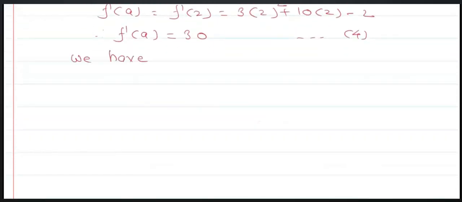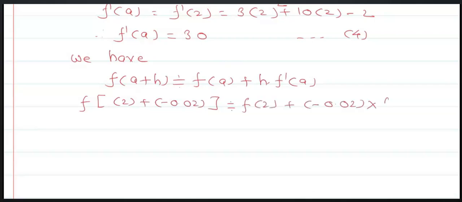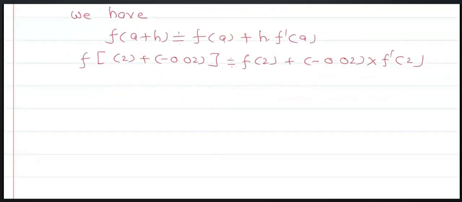Now we substitute this value in the formula: f of a plus h is approximately equal to f of a plus h into f dash of a. Therefore f of 2 plus in bracket minus 0.02 is approximately equal to f of 2 plus 0.02 into f dash of 2. Substitute the values, you will get the answer.